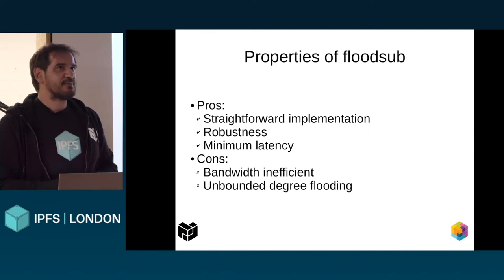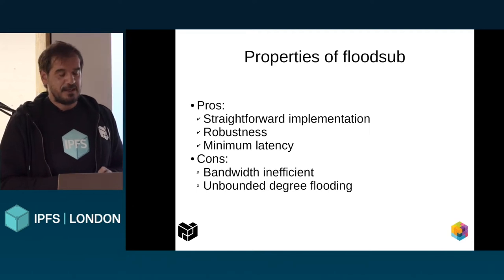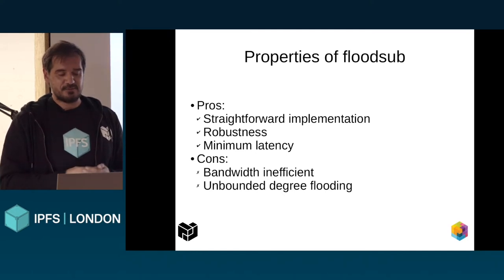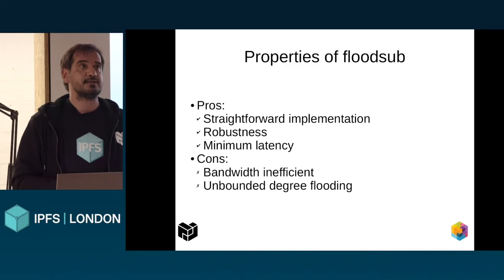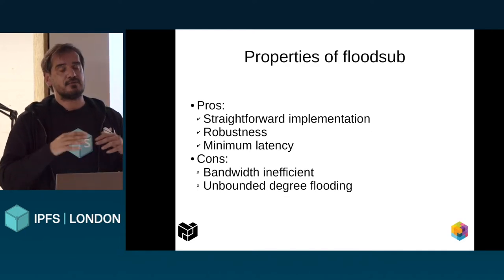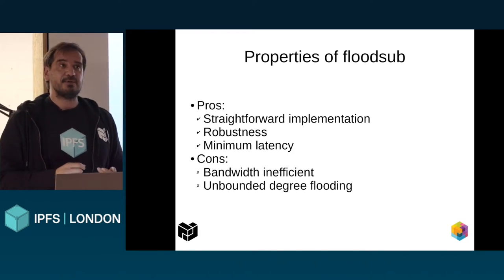So it gets some kind of interesting properties. It's obviously trivial to implement. And it's highly robust, because no matter what you do, even though you might use a lot of bandwidth, you know you're going to deliver your messages. And the most important part is that it actually has minimum latency, because it takes the minimum latency paths across your graph. Now, the problem is, of course, that it doesn't take just the minimum latency path. It takes all the paths in the graph.